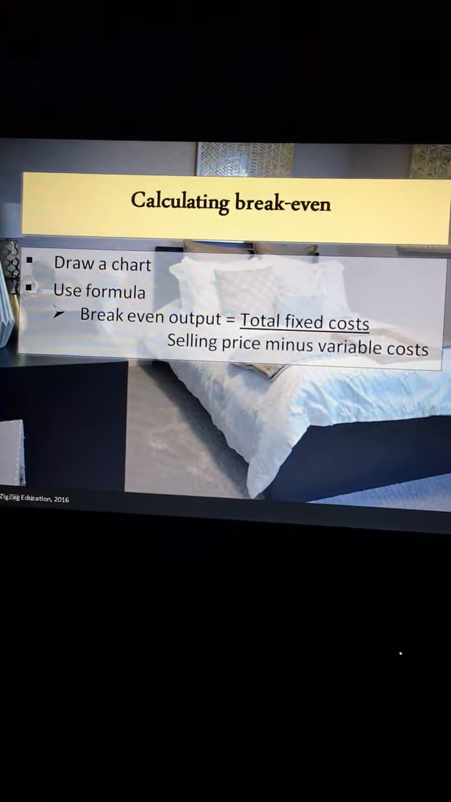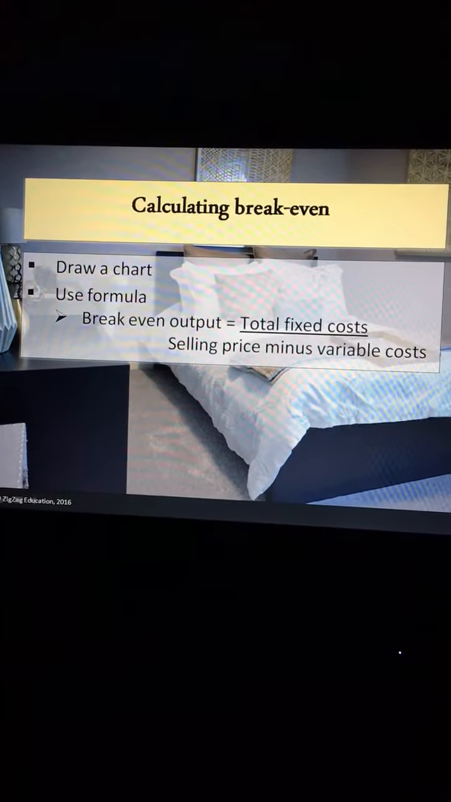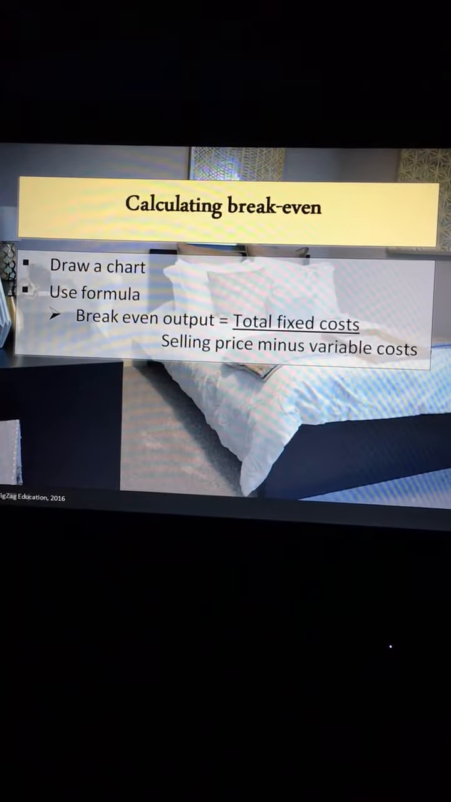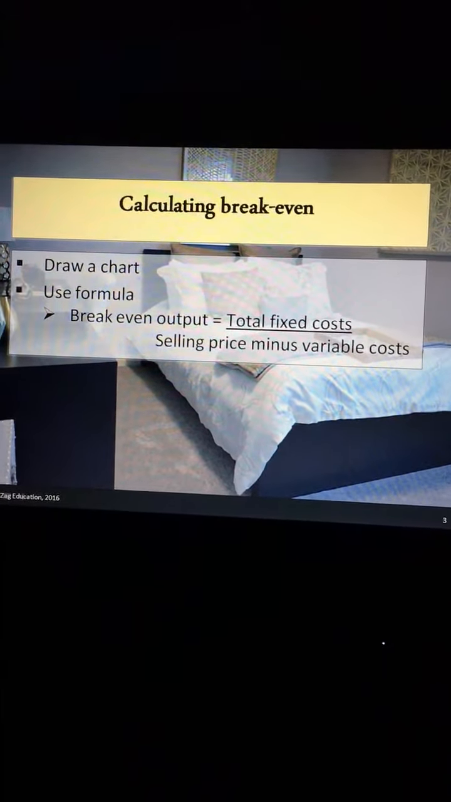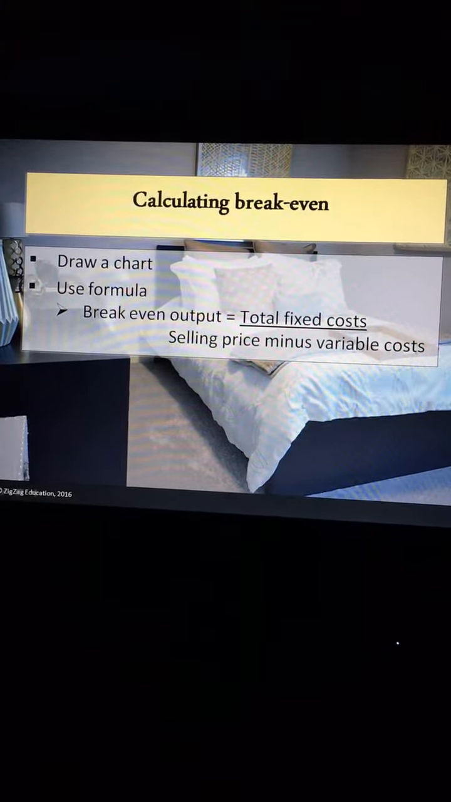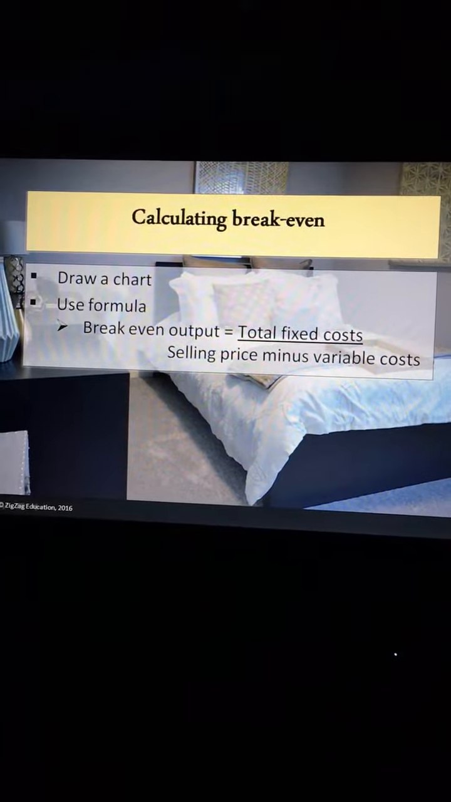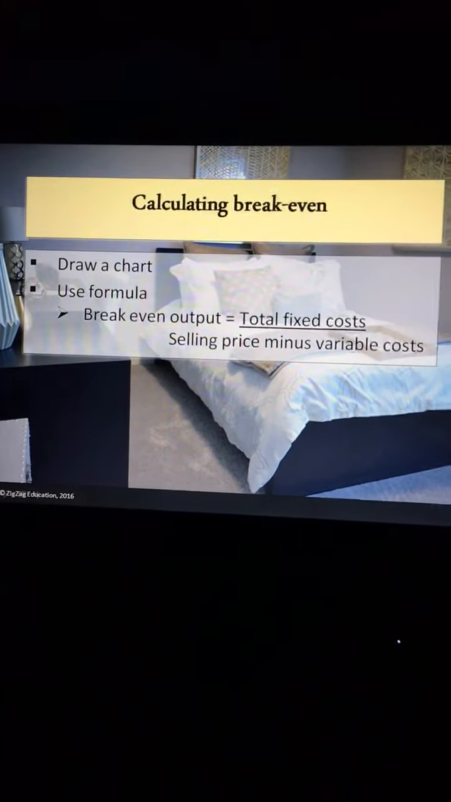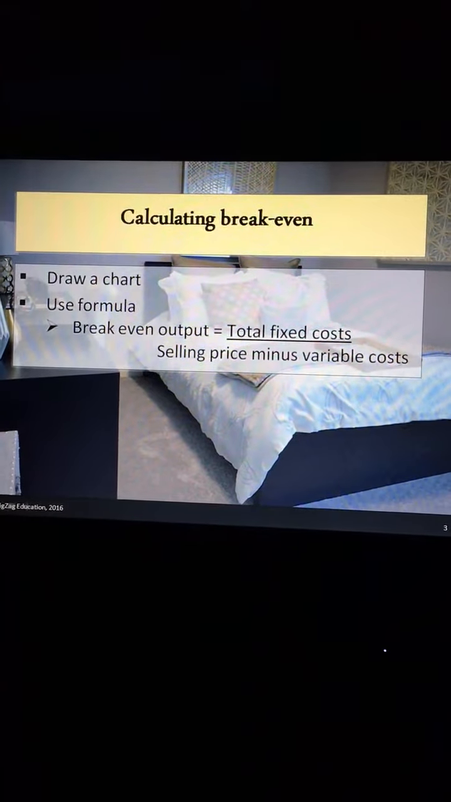So if we're selling data sticks and our business costs £10 to run a week, we're selling data sticks for £2 and buying them for £1, 10 divided by 2 minus 1 is 10. So we have to sell 10 data sticks to break even and make our profit. If we can do that on a Monday, then obviously in school we've got Tuesday, Wednesday, Thursday and Friday to make a profit.